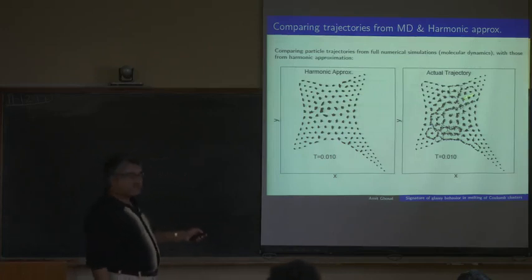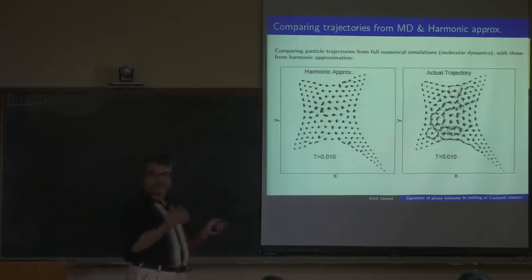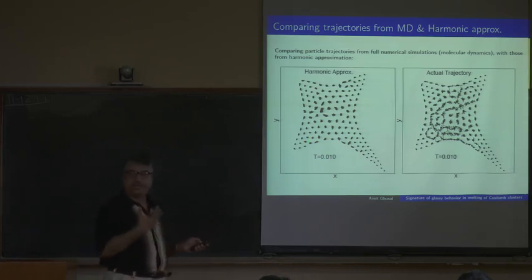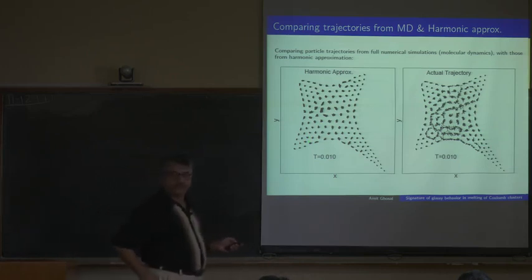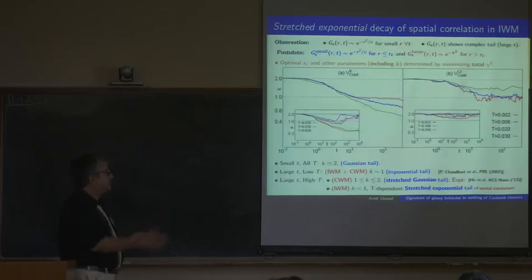So this is the actual trajectory around melting. I mean, a little less than melting. And this is the harmonic theory. Harmonic theory is of course understood, I mean, it's constructed that way. They can only do a little bit of vibration. So the actual melting is more involved, or more interesting, whichever way you want to describe it.